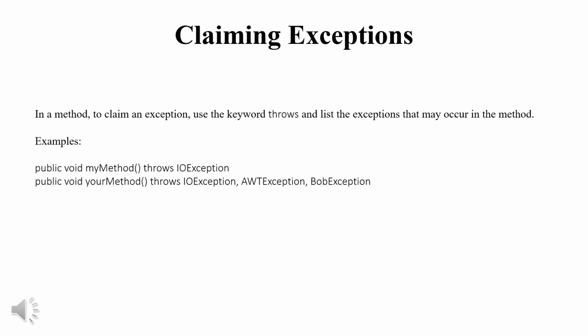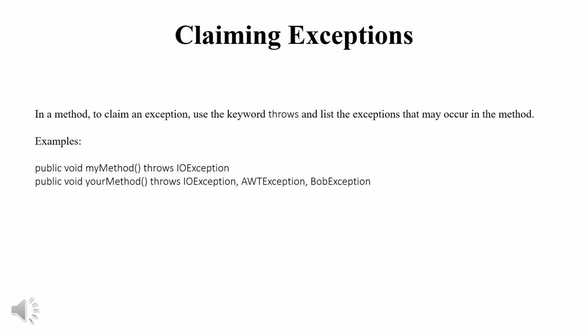So as I mentioned, the first step for exception handling is claiming the exception. It means for each method, we need to specify what exceptions we expect to see, right? So in order to implement claiming exceptions, you can use the keyword throws. And after this keyword, you should list the name of the exceptions that can happen inside your method.